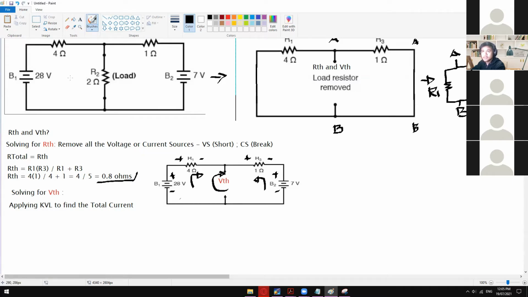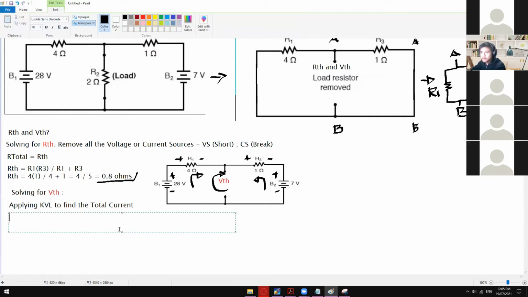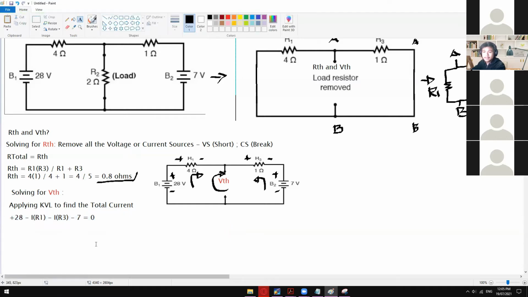Going back here is 0. So if you guys are confused in some parts, just ask me, okay? So from here, we will get positive 28 minus I, or the total current, times R1, okay? Minus I times R3, and then minus 7 volts. Going back to the original voltage source, it's now equal to 0. Okay, so we now have your equation for the KVL.